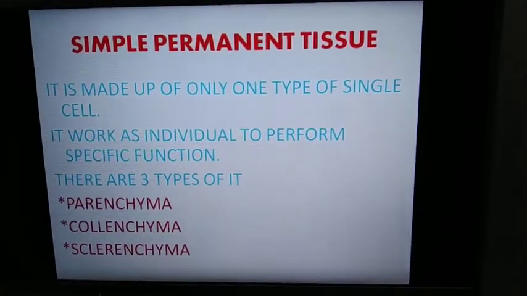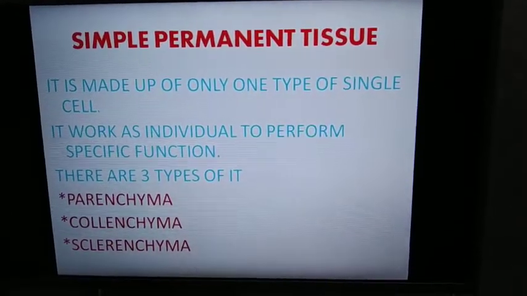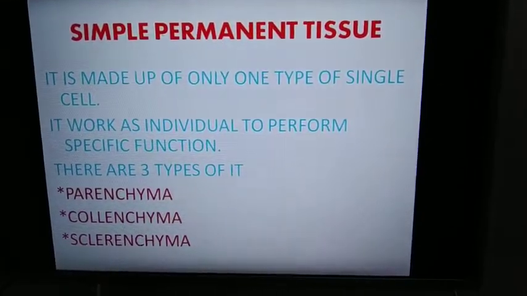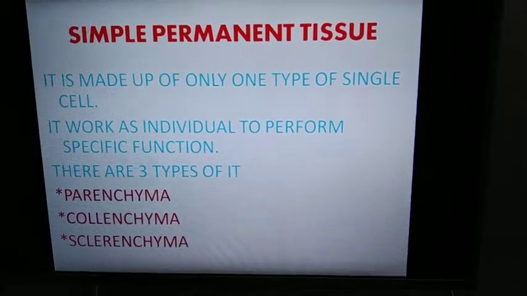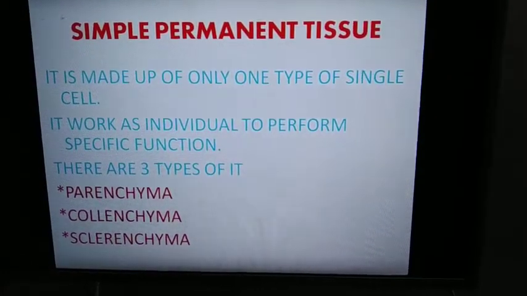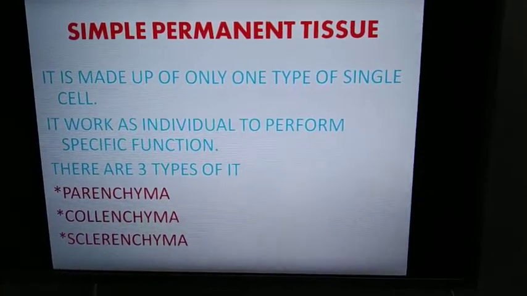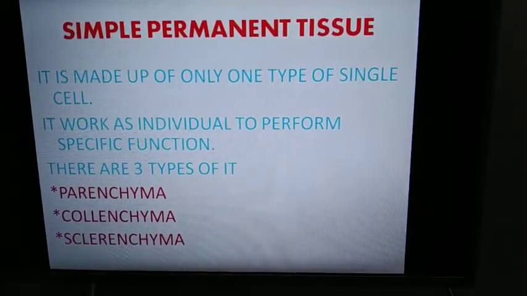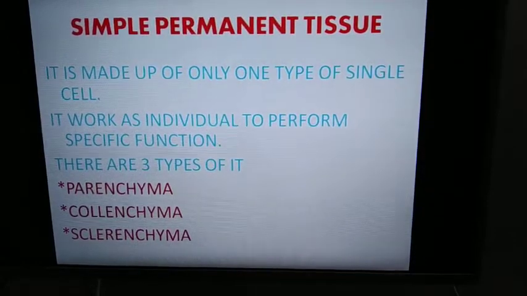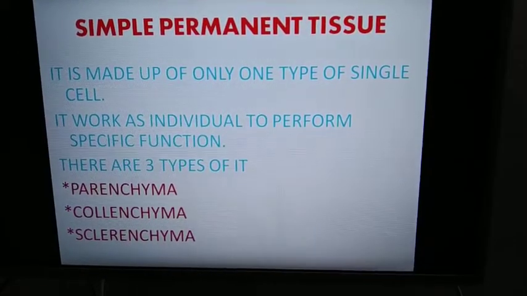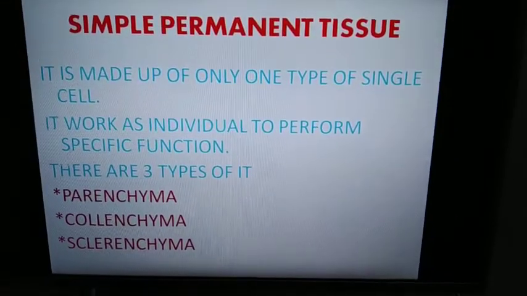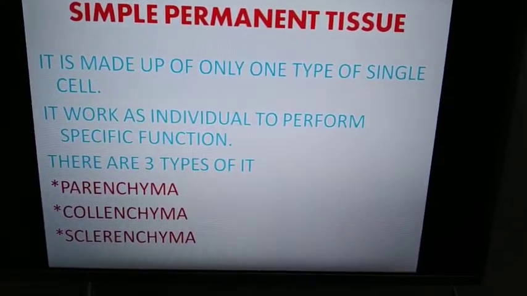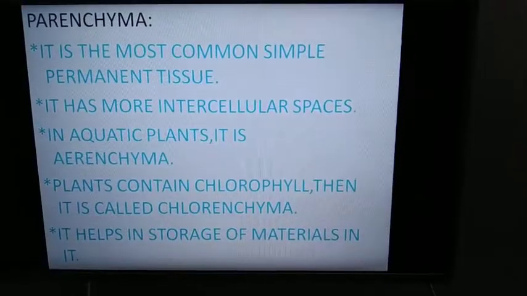What is simple permanent tissue? If we see the few layers of cells beneath, we can see the simple permanent tissue. It is made up of only one type of cell, and it works individually to perform functions of the plant cell. In simple permanent tissue, there are three types, that is parenchyma, collenchyma and sclerenchyma. Each has many functions. Now let's see one by one.